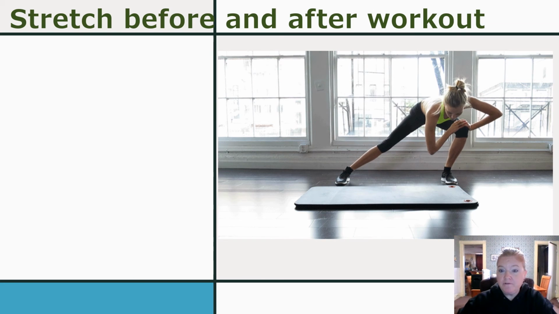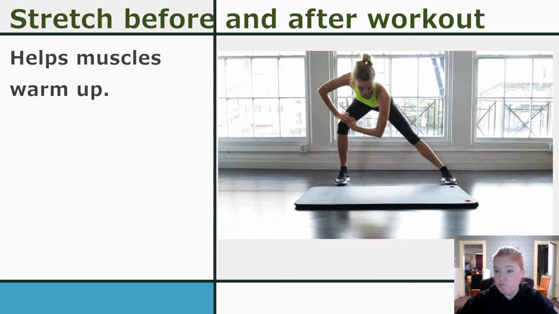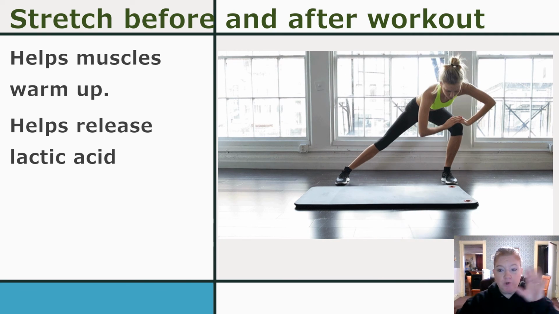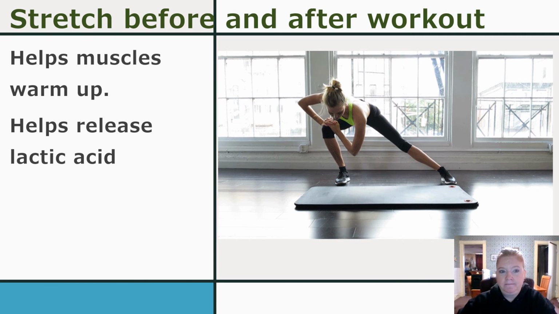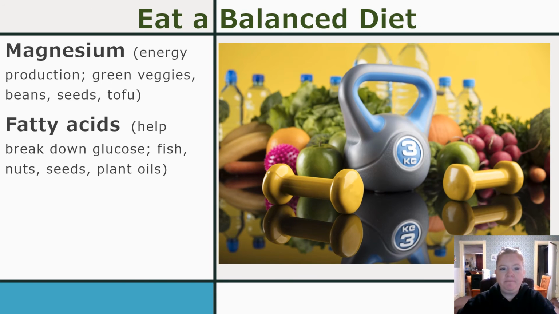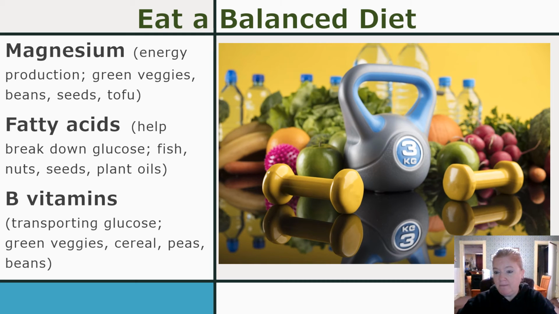Stretch before and after your workout. It helps the muscles warm up. It helps release lactic acid, super important. So warm up, cool down. Eat a balanced diet. Things like magnesium and fatty acids and B vitamins, among a whole list of other things, are important for healthy muscle function. Calcium, vitamin D. There's a long list, but here are some ways that you can get these vitamins.